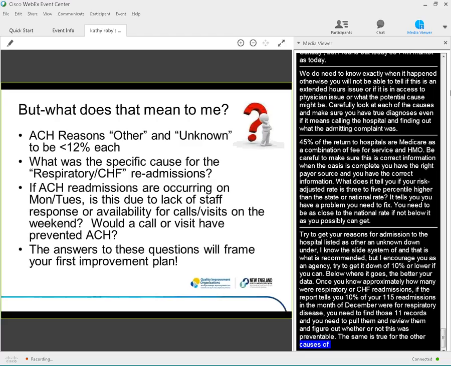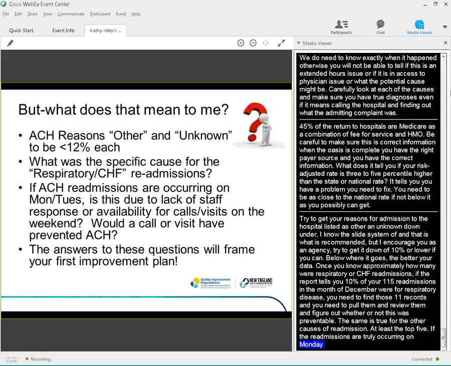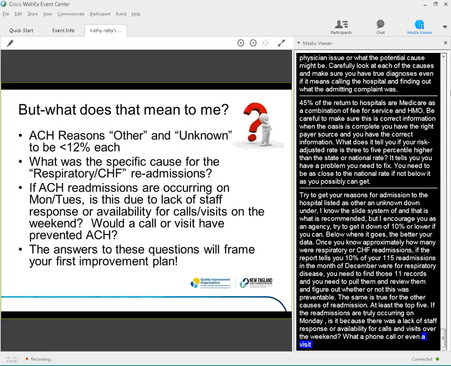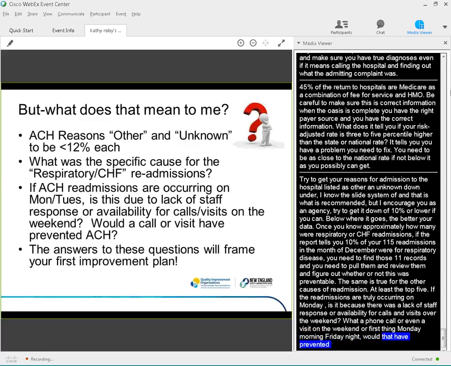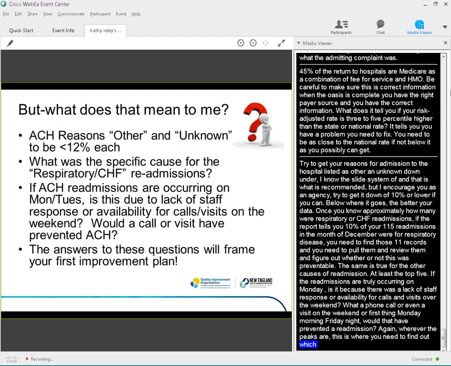If the readmissions are truly occurring on Monday, is it because there was a lack of staff response or availability for calls and visits over the weekend? Would a phone call or even a visit on the weekend, first thing Monday morning, Friday night, would that have prevented a readmission? Again, wherever the peaks are, this is where you need to find out which charts they are and do an actual dive into that chart to determine, is it preventable?